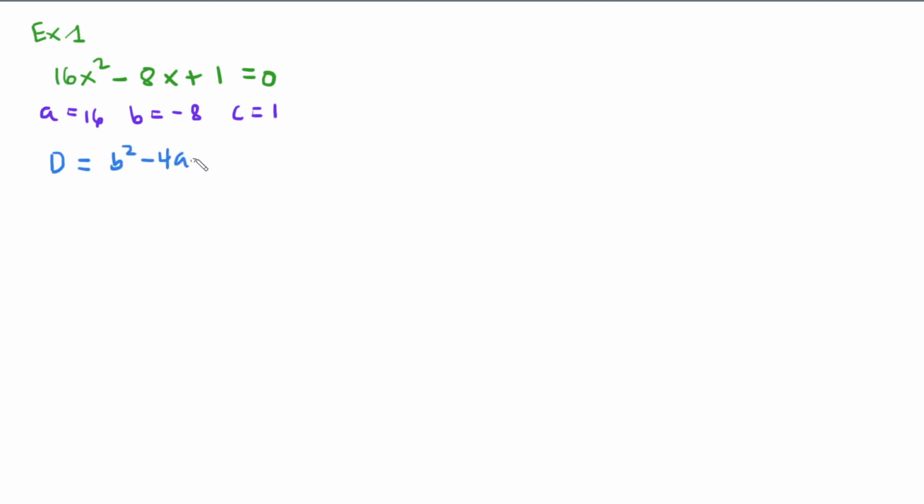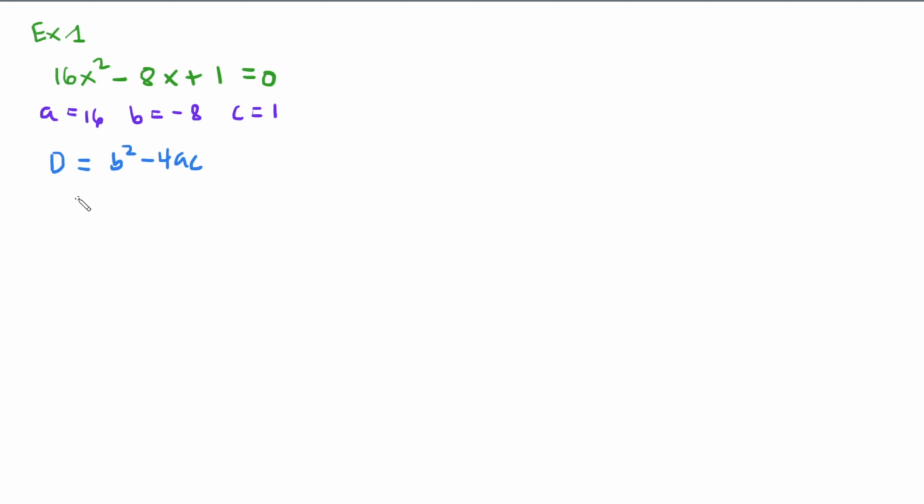For our example number 1, I have here 16x squared minus 8x plus 1 that is equal to 0. The first thing we need to do is let us first determine our a, b, and c. For a, we have 16. For our b, we have negative 8. And for c, that is equal to 1. Then we apply now the discriminant formula, that is D is equal to b squared minus 4ac.